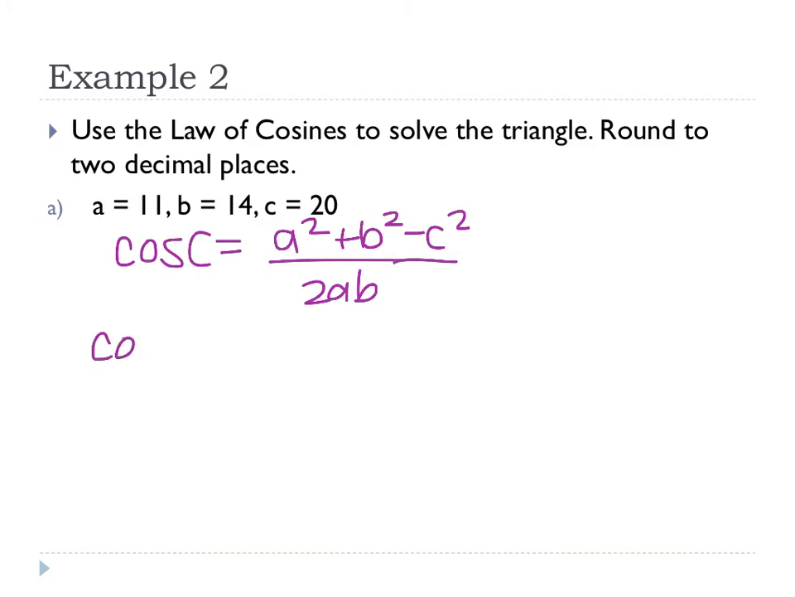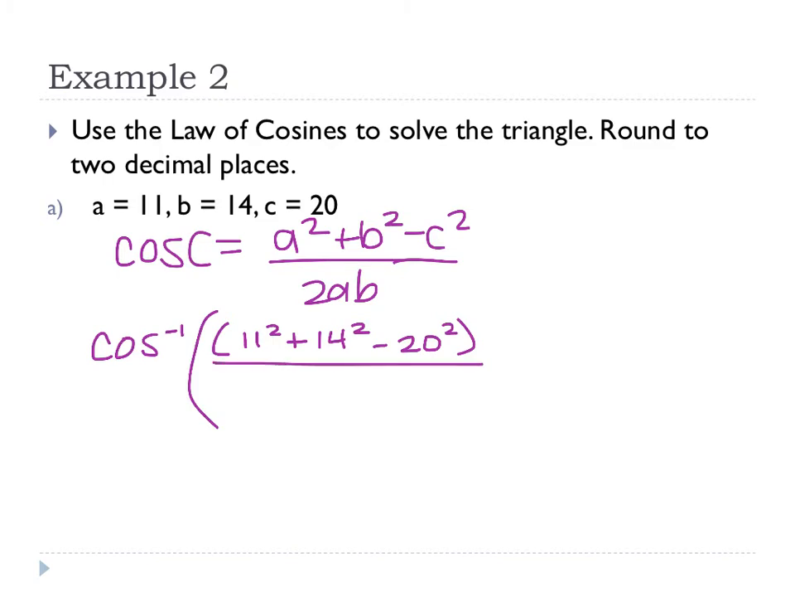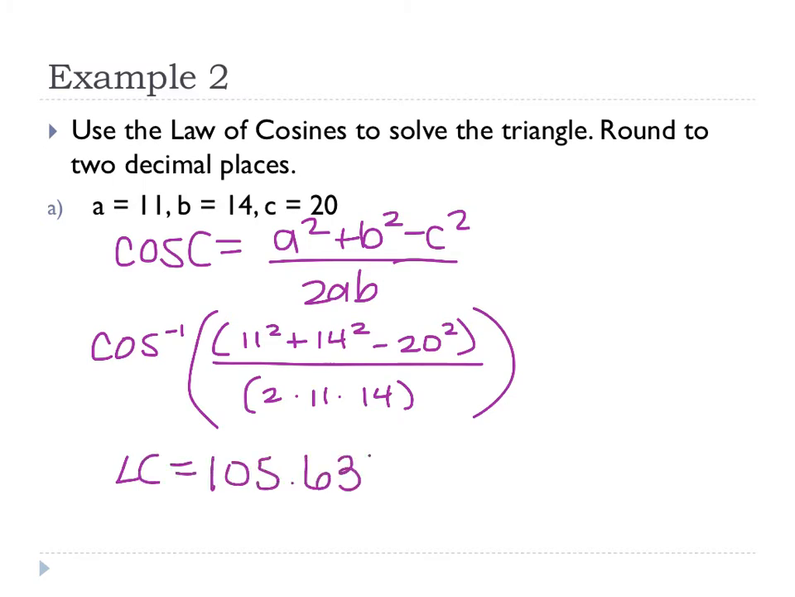So in my calculator I'm going to type cosine inverse. Open up my parentheses. A squared is 11 squared plus B squared is 14 squared minus C squared is 20 squared. Close my parentheses. Divided by, open my parentheses, 2 times 11 times 14. And I get the angle C is 105.63 degrees.